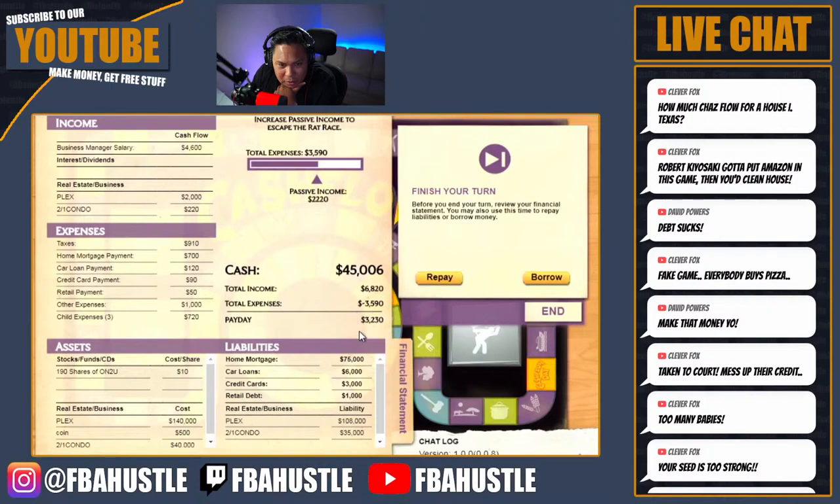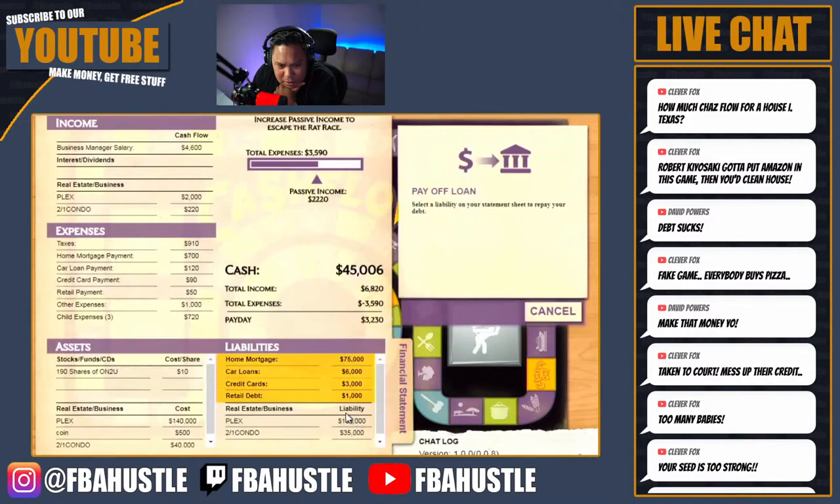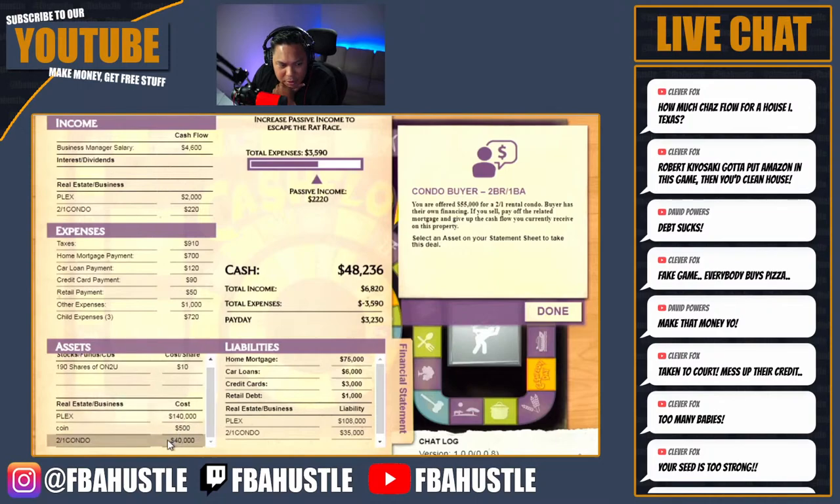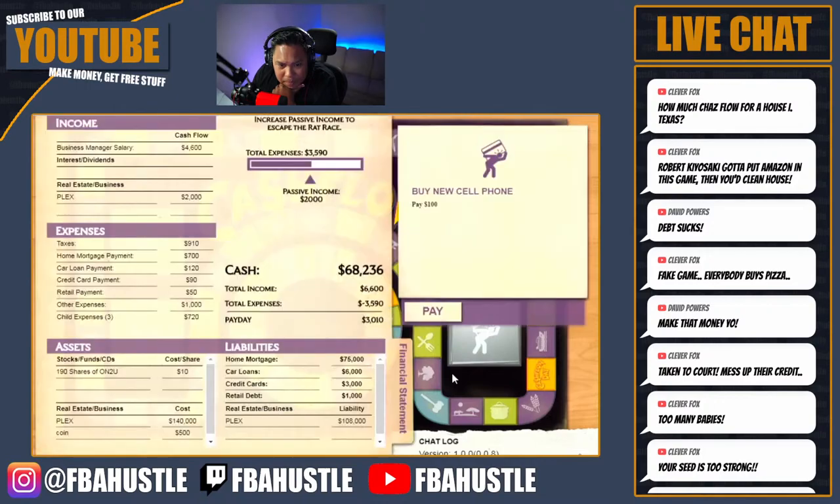We're still cash flowing, or positive cash flowing, 3,200 per month. So that's still good. Oh, wait a second, do we have any loans? No loans, no big loans. Condo buyer, you are offered $55,000 for a 2-1 rental condo, which is this right here. $55,000, $40,000. Yep, $55,000 is more than $40,000. So let's sell this. We'll get 20,000 back. That's right.